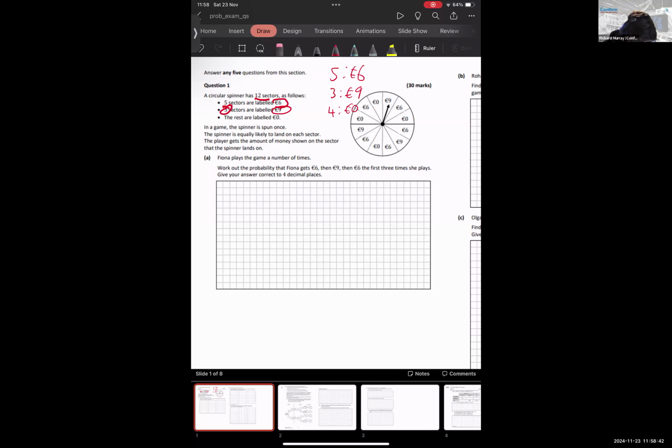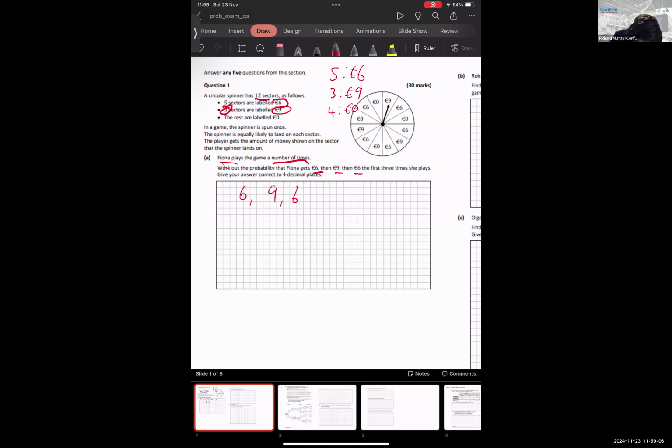So we're told about Fiona. Fiona plays the game a number of times. Work out the probability that Fiona gets 6, then 9, then 6 the first 3 times she plays the game. Give your answer correct to 4 decimal places. So we are asked to find the probability that she's had a 6, a 9, and a 6.